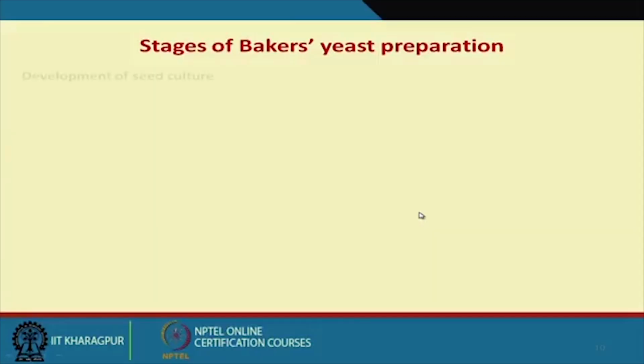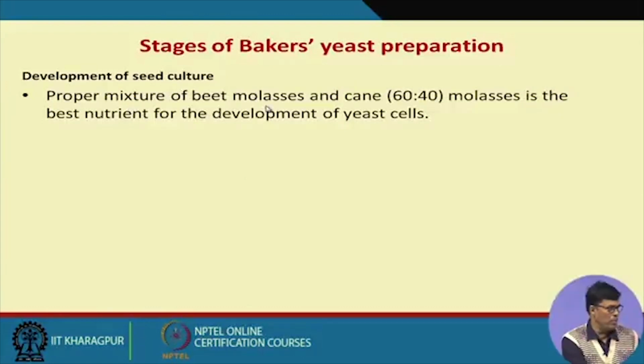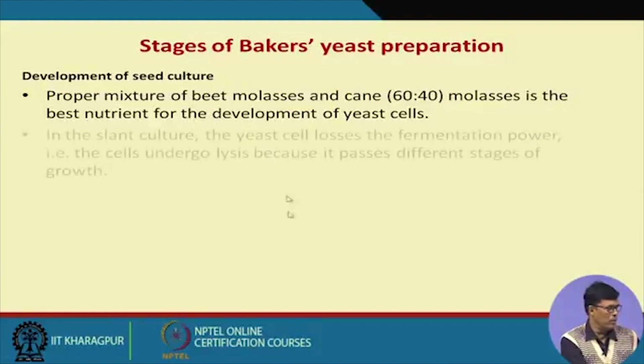Now, let us talk about the stages in the Baker's yeast fermentation process. One is the development of the seed culture, with proper mixing of beet molasses and cane molasses. I told you 50, 50. In some cases they find 60, 40 is the best nutrient for the development of the yeast cell.